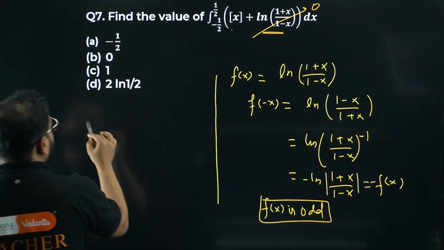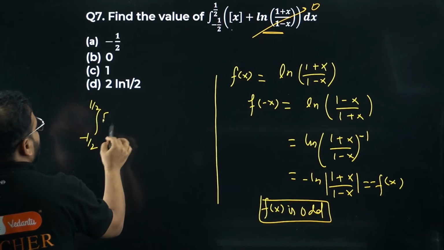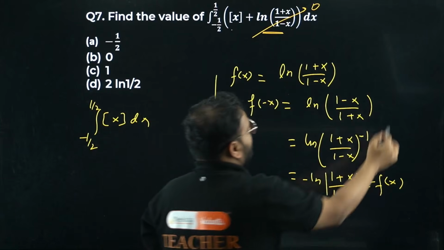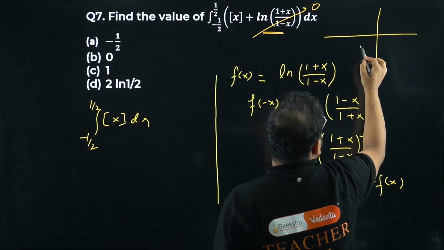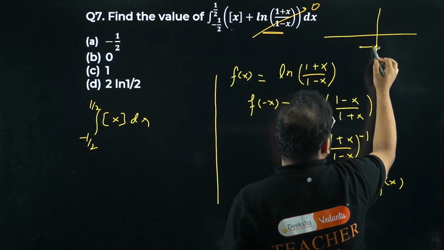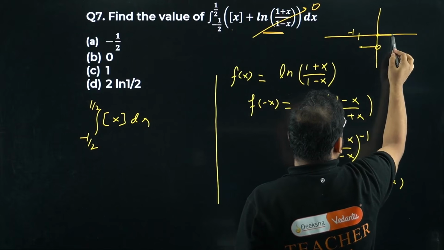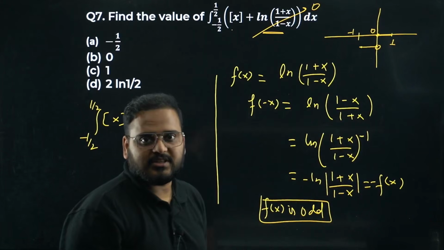What do we have? Integrate minus 1 by 2 to 1 by 2 of the greatest integer function of x, dx. Now it's a beautiful function. You know the graph of this: from minus 1 to 0 it becomes minus 1, and from 0 to 1 it becomes 0. That's how the function is defined.